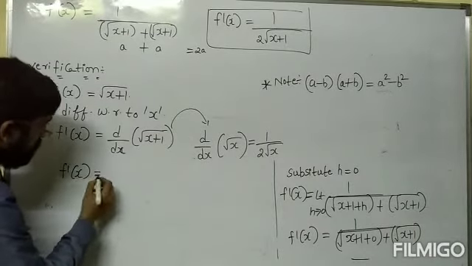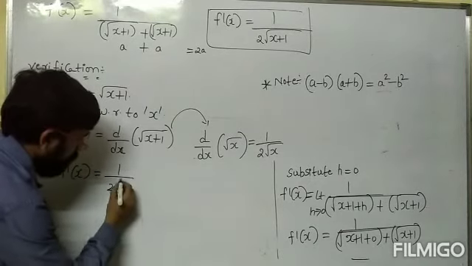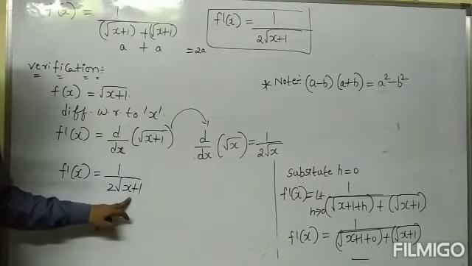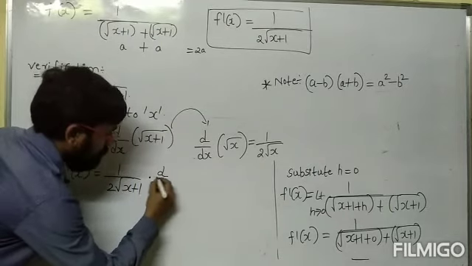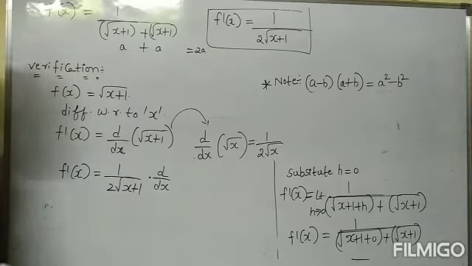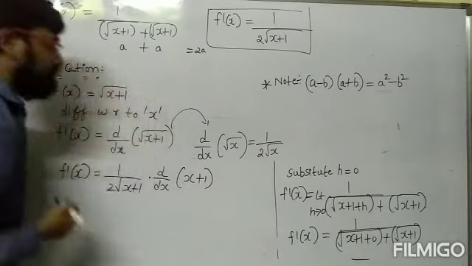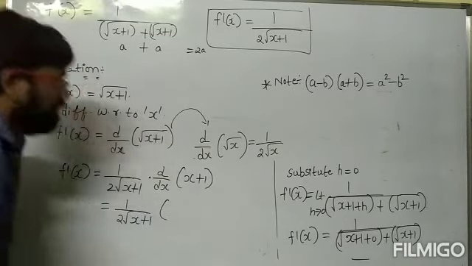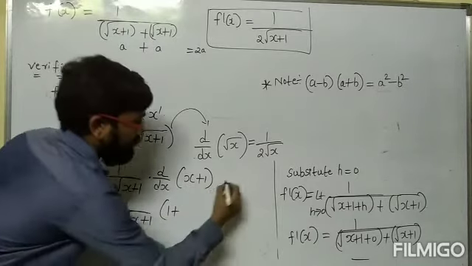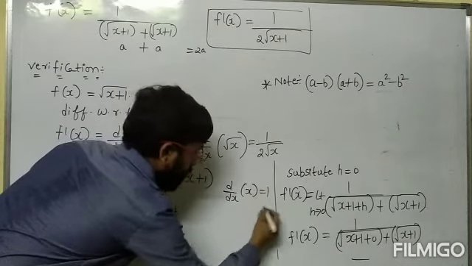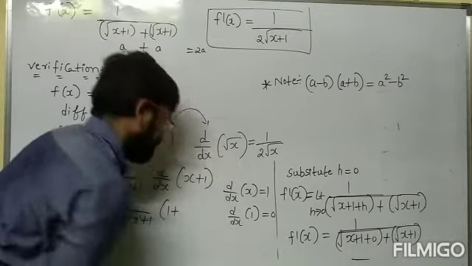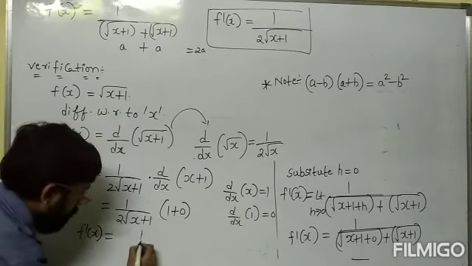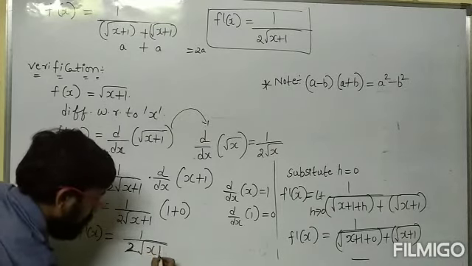f dash of x is equals to d by dx of root x, that is 1 by 2 root x plus 1. Look here, x undi kabatti x unda desali, x lekapothe malli em cheyali, we have to do inner derivative. Ikkada x okate unte okay, x plus 1 undi kada, inner derivative anadindi d by dx of x plus 1. So 1 by 2 root x plus 1 into d by dx of x is 1, d by dx of any constant, d by dx of 1 equals to 0. So 1 plus 0, f dash of x is equals to 1 into 1 by 2 root x plus 1.